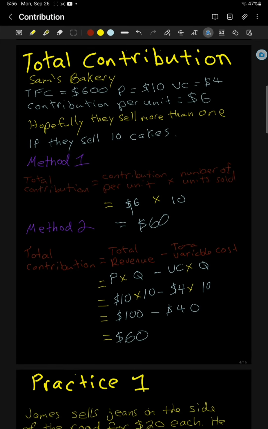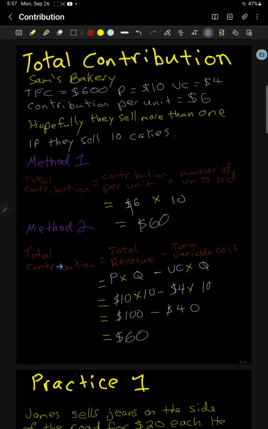Now we did contribution, but hopefully the bakery is selling more than 1 cake. So let's review. Total fixed cost for the bakery is $600. Price is $10, variable cost is $4, and we already figured out the contribution per unit is $6. And as I said, hopefully they sell more than 1 cake. What happens if they sell 10 cakes? There's 2 methods to figure that out. Total contribution equals contribution per unit times number of units sold. So $6 times 10, $60. Easy, easy squeezy.